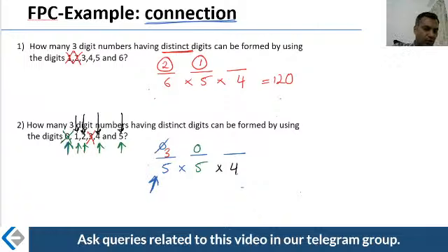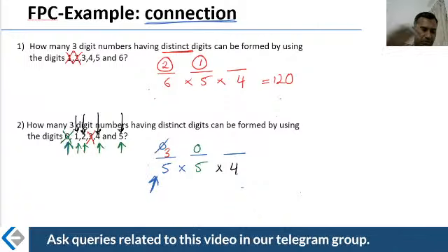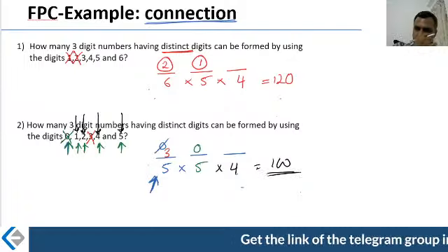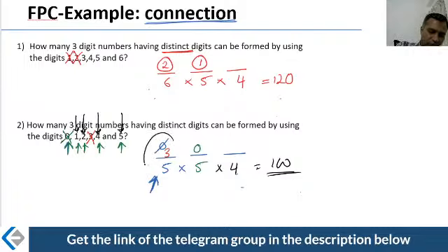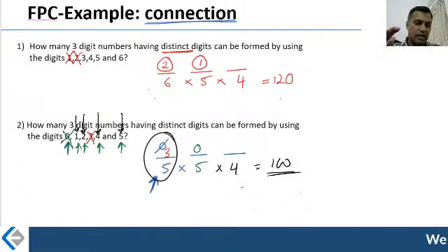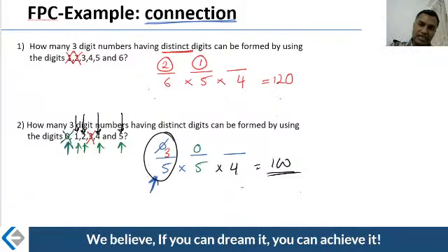So therefore you say that the number of 3-digit numbers that can be formed by using the given digits is nothing but 100. Right, so here we all have to start with this particular place. When there is a connection, it's important where to start the problem. It is very, very important to understand where I started my problem when there is a connection.